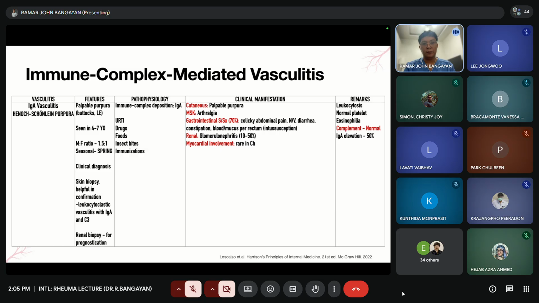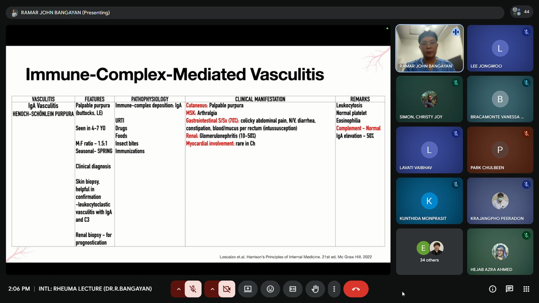It's otherwise known as Henoch-Schönlein purpura. Until now, they are still using HSP or Henoch-Schönlein purpura. I think you might have heard of this, but it's better to call it IgA vasculitis, owing to the fact that this vasculitis or the immune complex deposition involves IgA or immunoglobulin A.